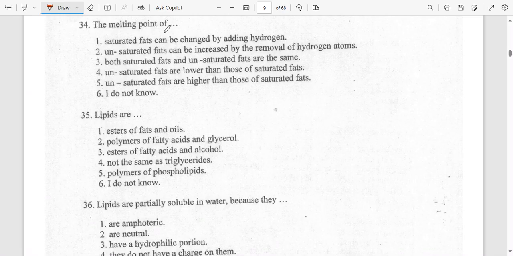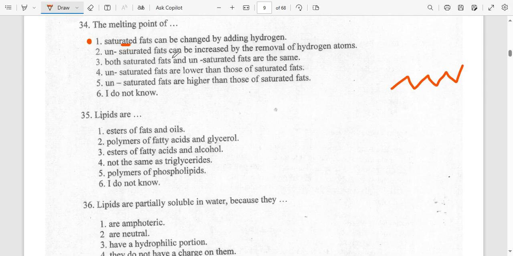The melting point of saturated fats can be changed by adding hydrogen. When you add hydrogen to saturated, you know the meaning of saturated, you have got no double bond. There's actually nowhere you can add the hydrogen. So let me just put a dash there. Because of adding hydrogen, there's no way where you can add the hydrogen on a saturated fat.